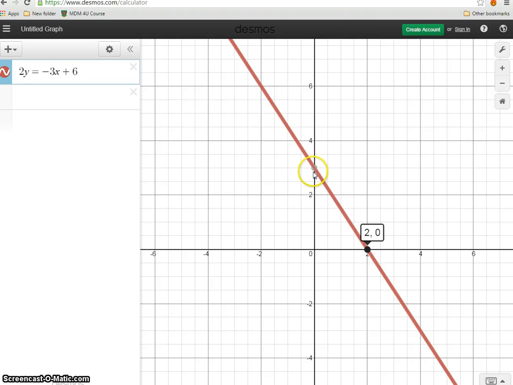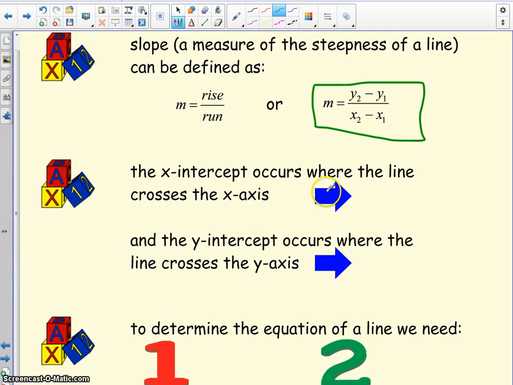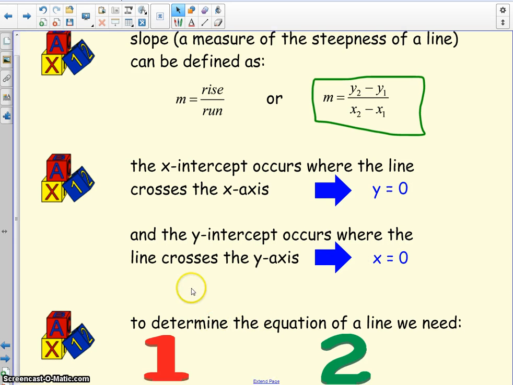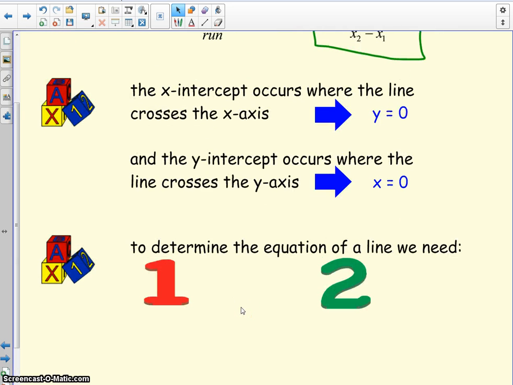Similarly, if you look at the y-intercept, this one is over here at 3, and the x value of that point is 0. So when you're looking to find the x and y-intercepts from an equation, you just need to remember that at the x-intercept, the y value is going to be 0, and at the y-intercept, the x value is going to be 0. So if you're ever asked to find the x and y-intercepts of a line, we can use that information.